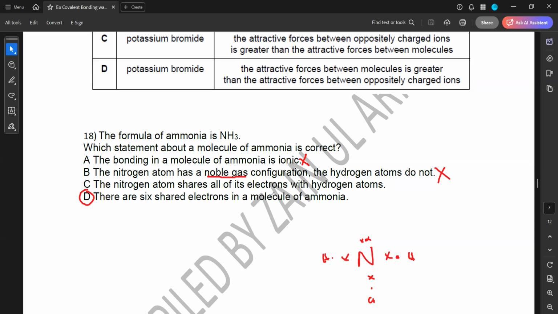The nitrogen atom shares all its electrons. No, not all of its electrons. Still the 2 unshared electrons are there. And there are 6 shared electrons. As you can see, 1, 2, 3, 4, 5, 6. They did not say a pair, because 6 shared electrons means 3 pairs are there. So 6 shared electrons are there and 2 unshared electrons.